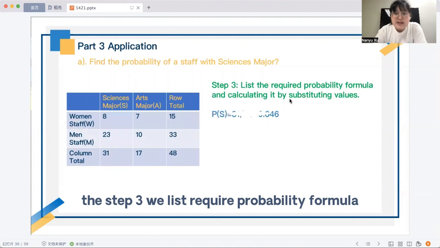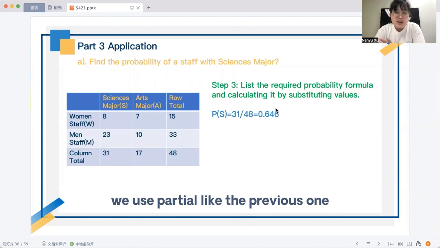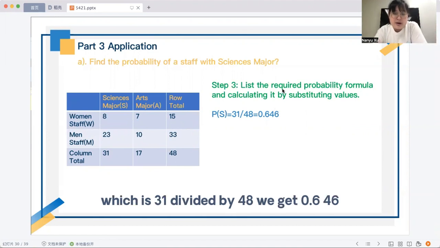Step 3, we list the required probability formula and calculate by substituting values. Like the previous one, we use partial divided by the whole, which is 31 divided by 48, we get 0.646.